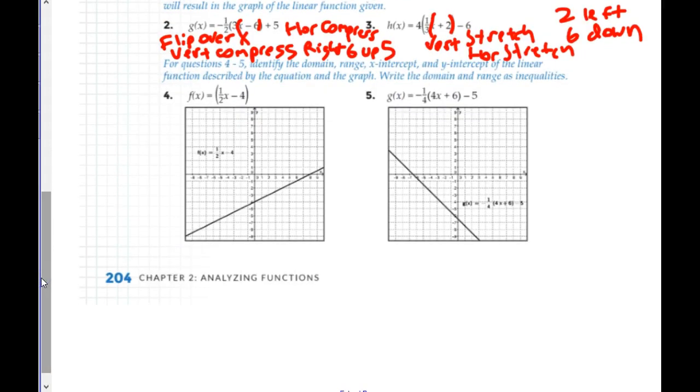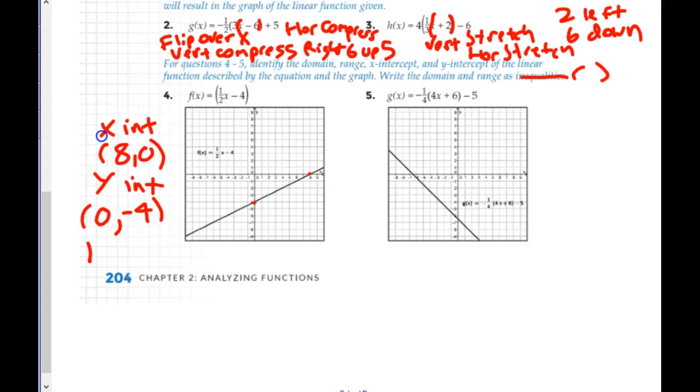On number 4, domain and range. X-intercept, Y-intercept. Okay. And we're not doing any qualities. We're going to do the interval notation. The X-intercept right here is at 8, 0. The Y-intercept at 0, negative 4. The domain and range for a linear function is always negative infinity to positive infinity.